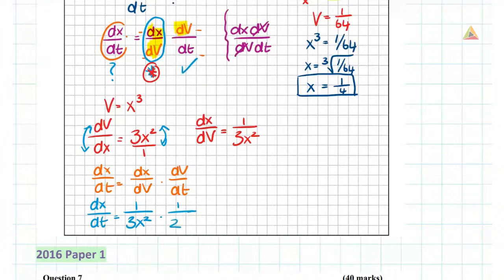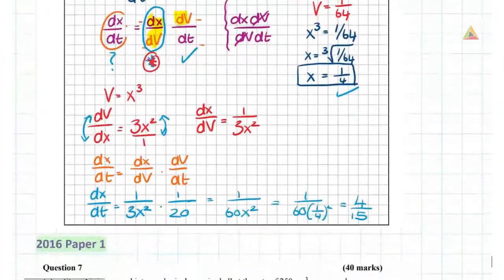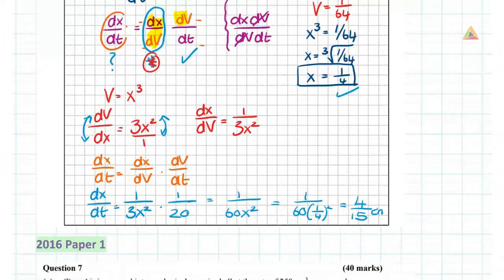So 1 over 20. So top by top, bottom by bottom, that's going to give me 60x squared. And up here, we knew our value of x. It should have been 1/4. So that's 1 over 60 times 1/4 squared. And that can go straight into your calculator. We're getting 4 over 15. Think about your units. So rate of change of x is centimetres, because it's a side, and t is time. So dx dt, your units come from that. Your x is centimetres, whereas your time is t.